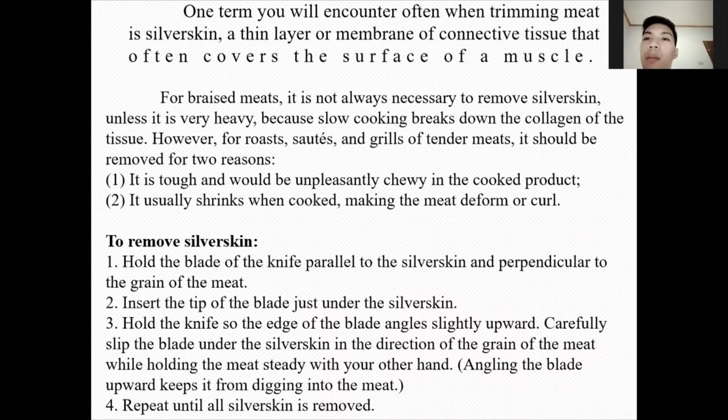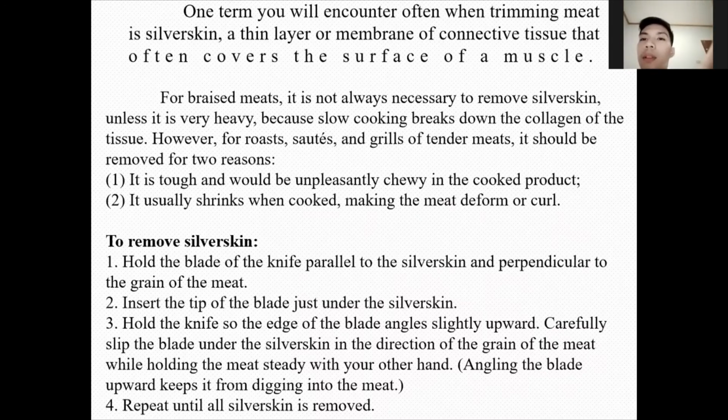However, for roasts, sautés, and grills of tender meats, it should be removed for two reasons. Number one, it is tough and would be unpleasantly chewy in the cooked product. Number two, it usually shrinks when cooked, making the meat deform or curl.